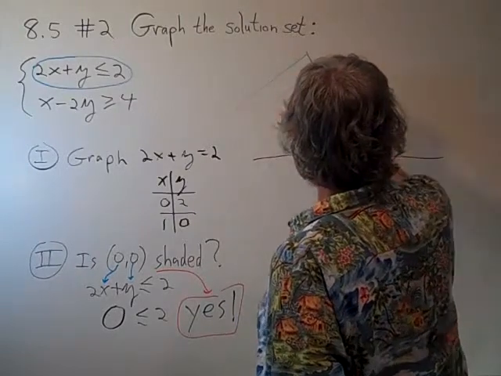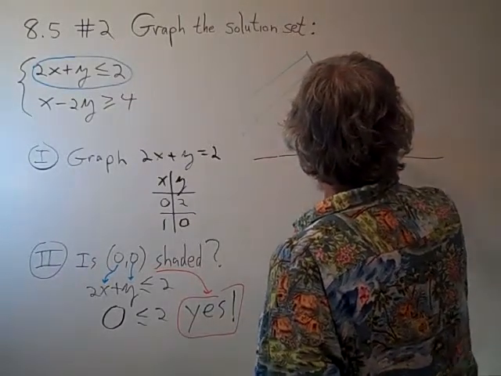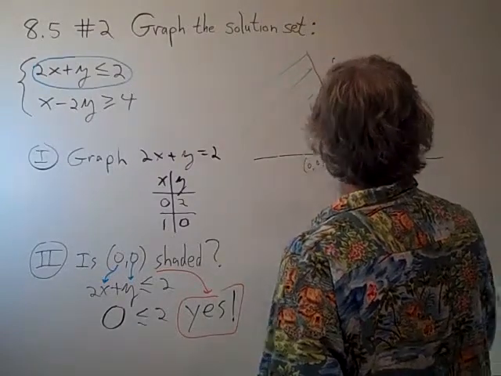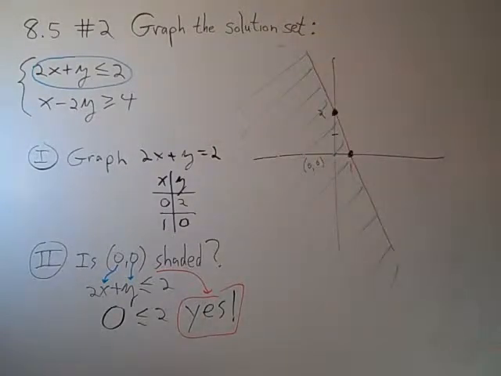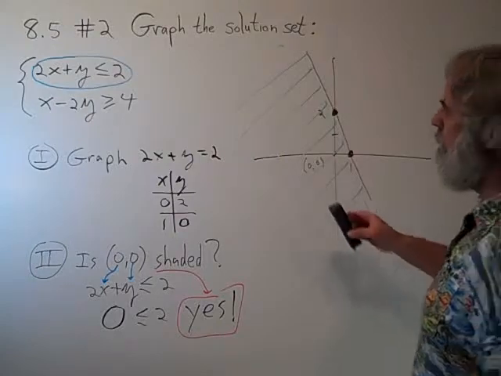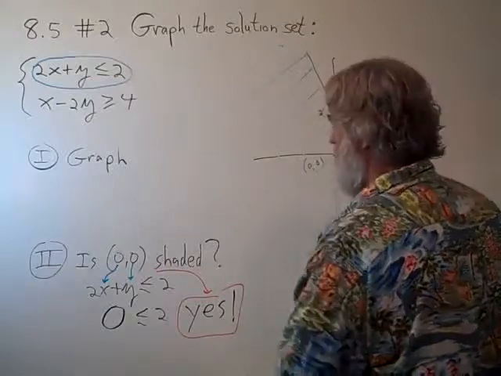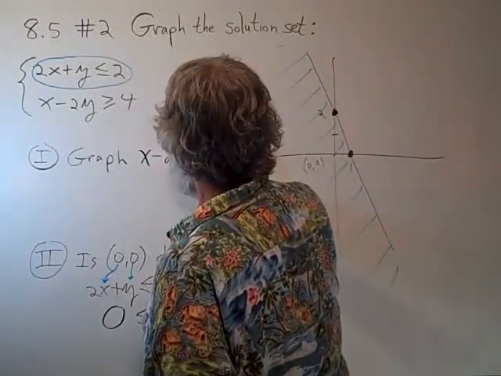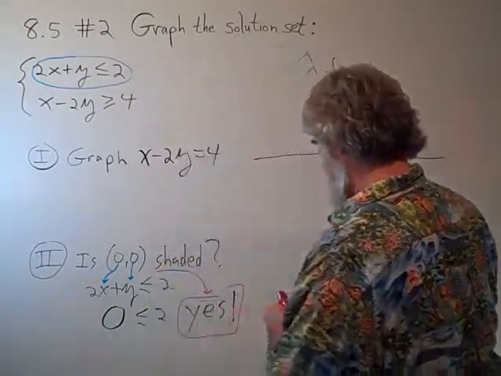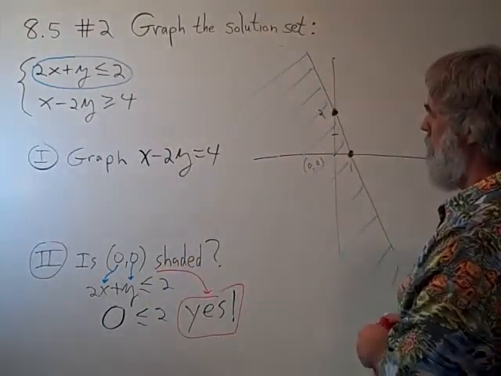So here's the first of the solution regions. So that's the solution set of the first of these two linear inequalities. Now we have to do the same process for the second of these linear inequalities and look for where the two regions overlap. So now we've got to graph the line x minus 2y equals 4. Now we're looking at the second of the two inequalities.